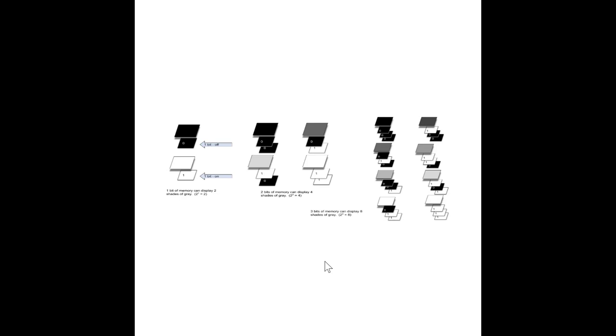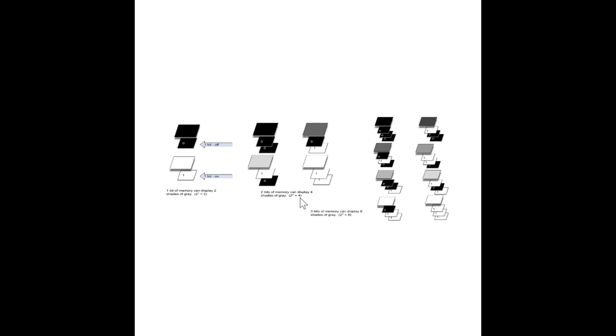So the number of shades of gray a system can make can be calculated by taking the number 2 and raising it to the number of bits. So here we have 1 bit, 2 to the first is 2. We can have black or we can have white. If we apply 2 bits of memory for each pixel, we now can display 4 shades of gray because 2 squared is 4.